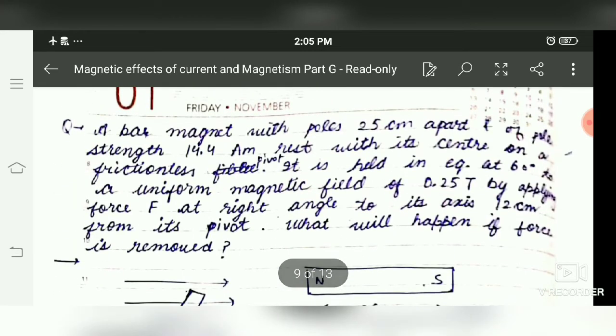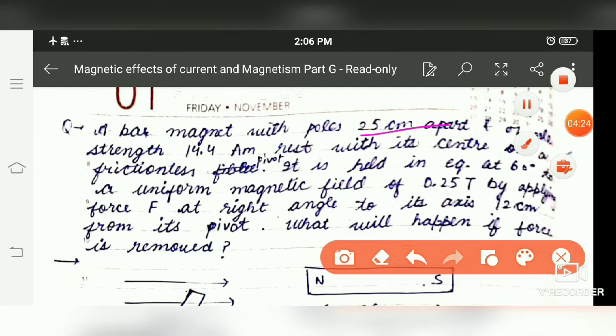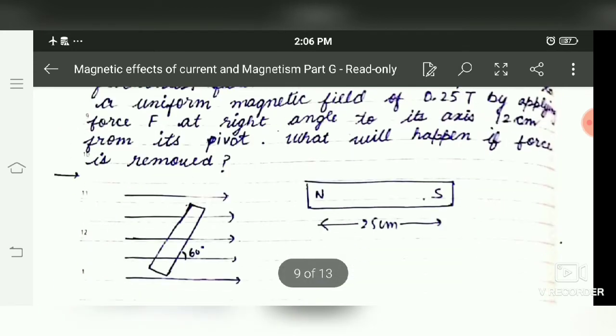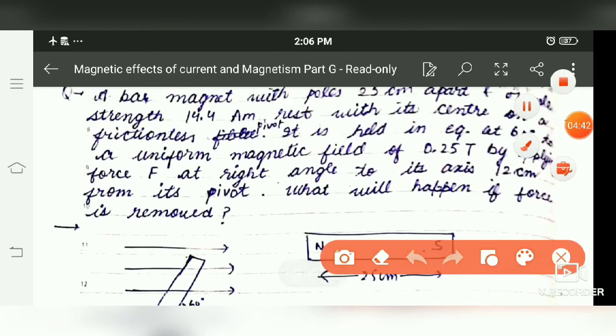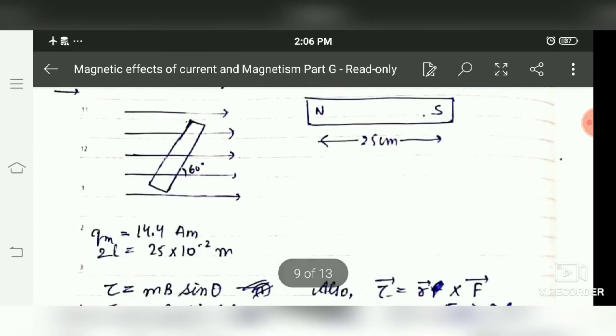Next case is a question: a bar magnet with poles 25 centimeter apart from each other and strength of 14.4 ampere meter rests with its center on a frictionless pivot. It is held in an incline, making an angle of 60 degrees with the magnetic field of this much Tesla. This is the strength of the magnetic field, and a force at right angle to its axis at 12 centimeter from its pivot. What will happen if the force is removed?